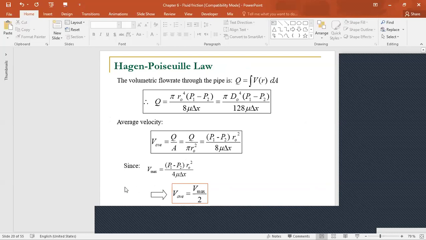If we take the relationship between maximum and average velocity, we will notice that average velocity is equal to maximum velocity divided by 2. Let's say average velocity is half the maximum velocity. Again, this is for a specific condition where we have laminar flow in a circular pipe. If the pipe section changes, this will not hold anymore. If the flow is no longer laminar, this relationship again will not hold. Now, which is more important, the average velocity or the maximum velocity in the fluid?